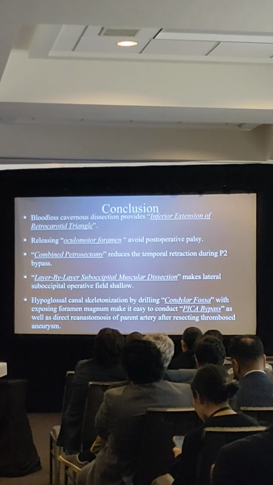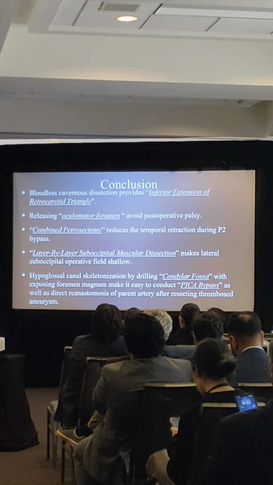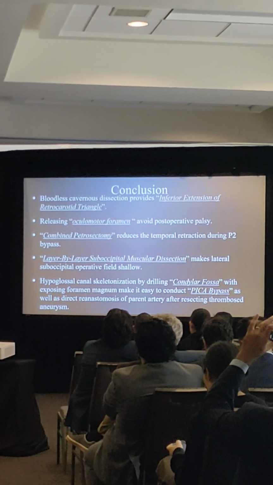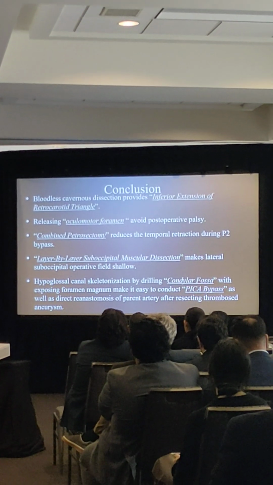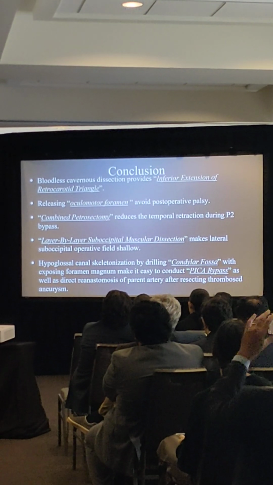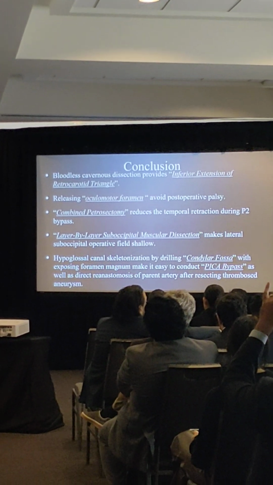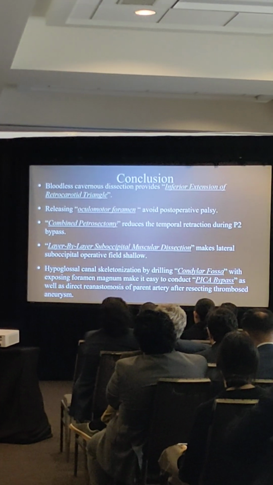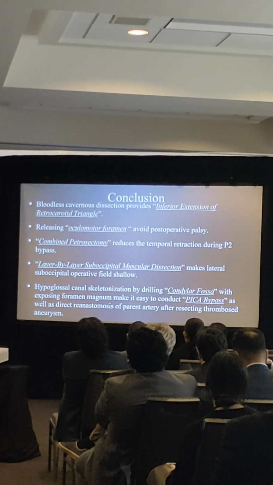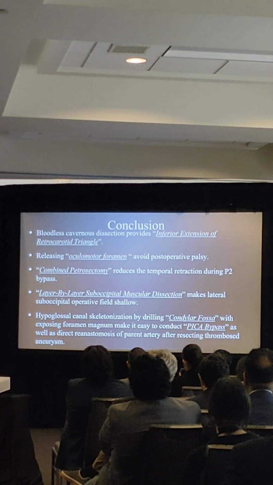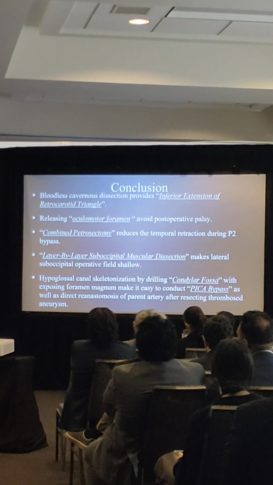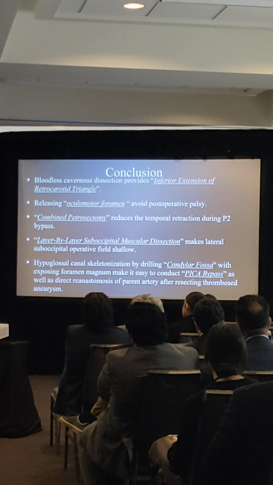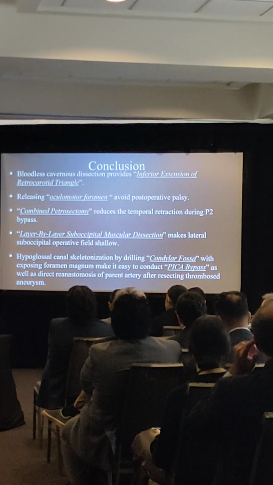So in conclusion, we need a bloodless cavernous dissection to confirm the structures and anatomies, and you can extend the inferior operative space in a retrocarotid fashion. Releasing the oculomotor foramen is very useful to reduce oculomotor palsy. And the combined petrosal approach reduces the temporal retraction when we perform the P2 bypass.